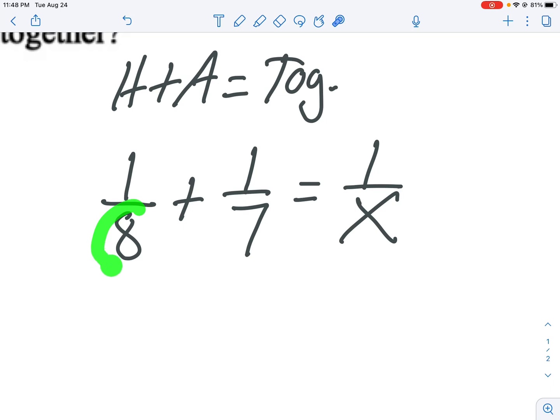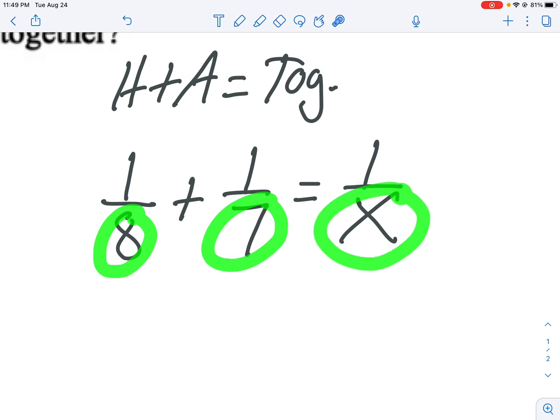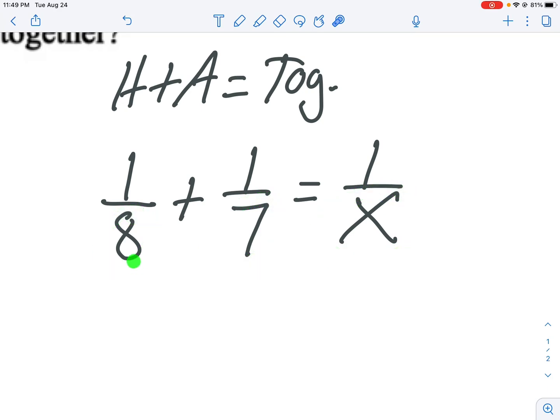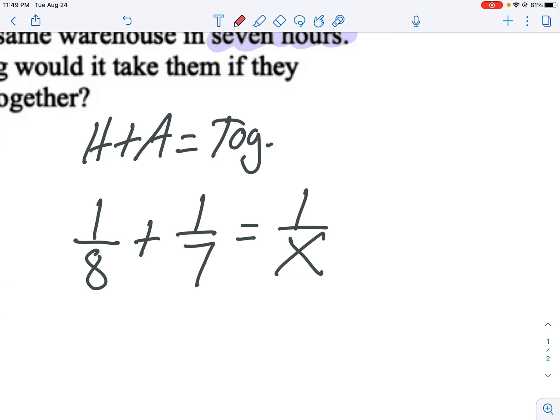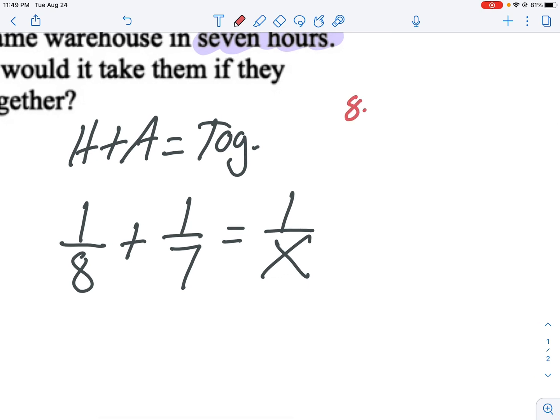As we see, we have different denominators here: 8, 7, and x. So what we're going to do, folks, is multiply all three of these together: 8 times 7 times x. Well, 8 times 7 is 56, and 56 times x is 56x. So let me do that on the side here. We take 8 times 7 times x, and that gives us 56x.